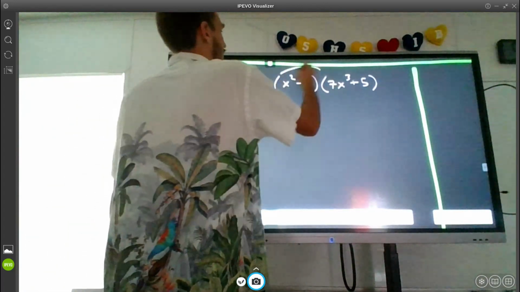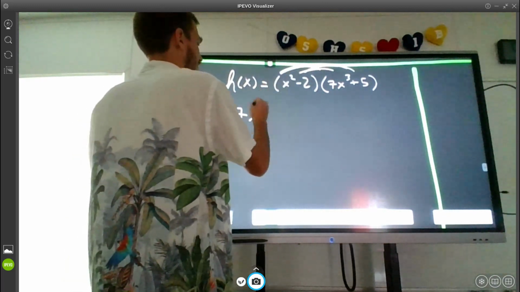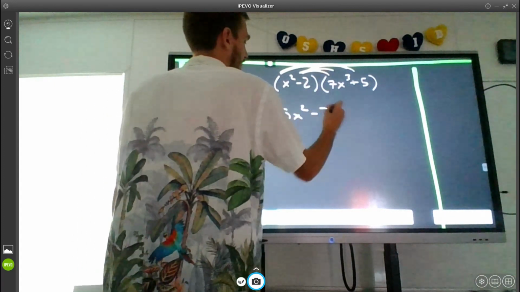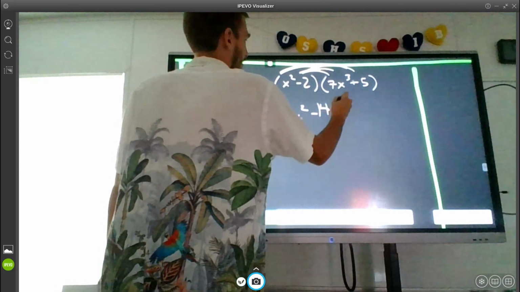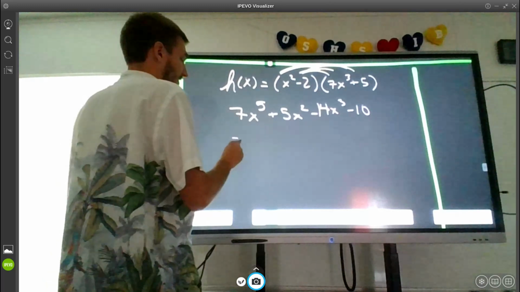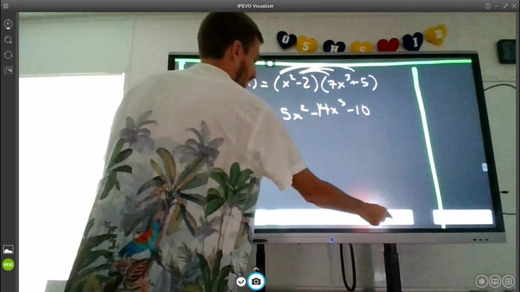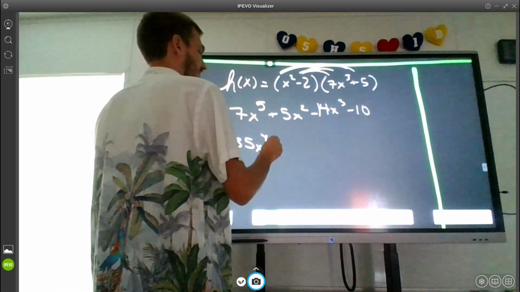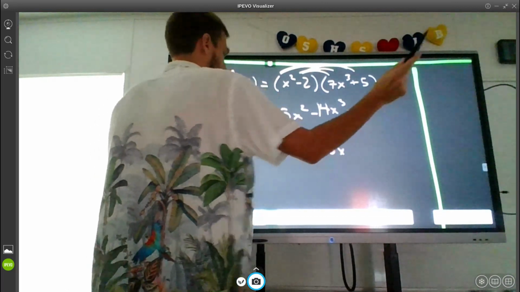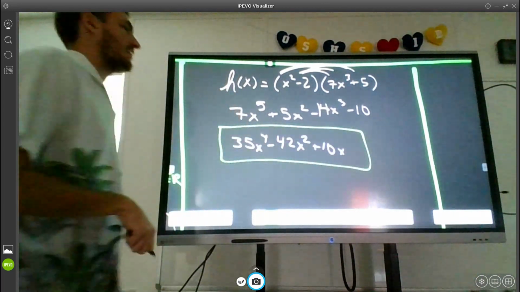Let's do it the old algebra way first. Derivative, that would be, or not derivative, FOIL. Goodness, get it together. That's going to be 7x to the 5th plus 5x squared minus 14x cubed minus 10. Now our derivative is looking pretty easy. 35x to the 4th minus 42x squared plus 10x. And that 10 is going to go away because it's just a constant. And there we go. That's my derivative.